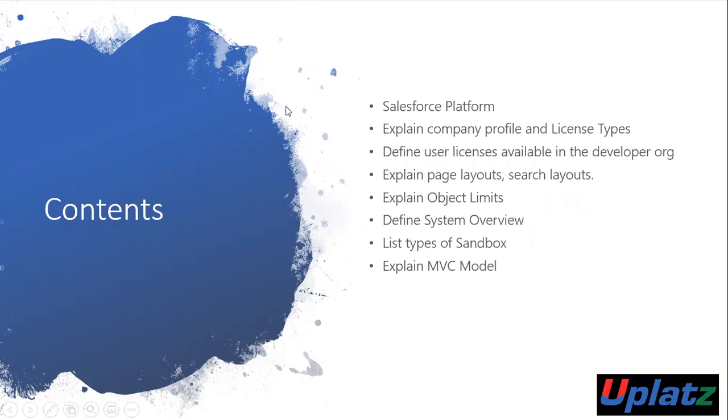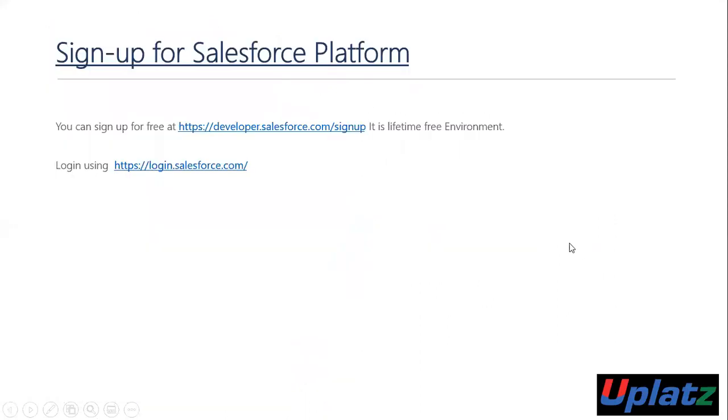In this session, we will be discussing the Salesforce platform, explaining the company profile and license types. We will define the user licenses available in the developer org, explain page layouts, search layouts, object limits, and system overview, list the types of sandboxes, and at the end we will talk about the MVC model in Salesforce.